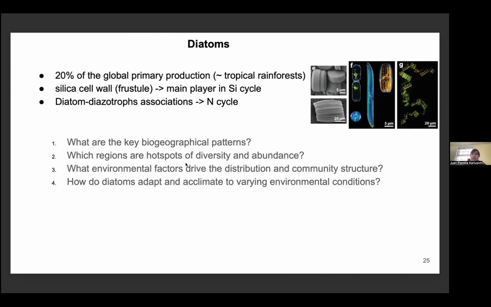In this project, the main questions that we decided to tackle were: what is the global biogeography of diatoms for the different diatom taxonomic groups and the different genera? Which regions are hotspots of diversity and abundance? What are the environmental factors that drive their distribution and their community structure? And how do they adapt and acclimate to the different environmental conditions?